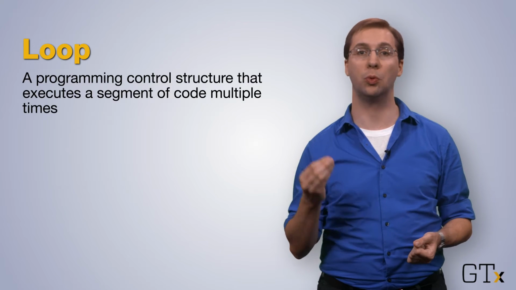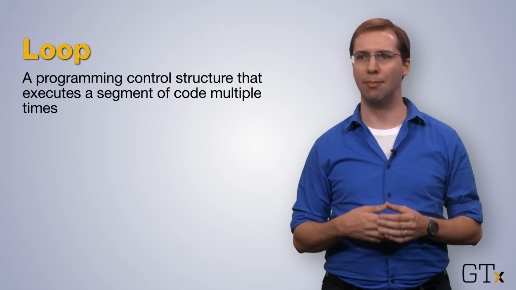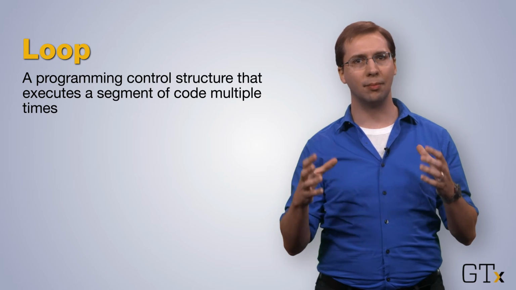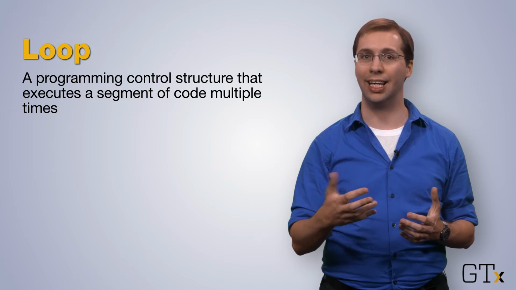A loop involves executing certain lines of code multiple times. Multiple times might be just a certain number of times. It might be for every item in a list, like every file in a folder. Or it might be while some condition remains true, like reading from a file as long as you haven't reached the end yet.